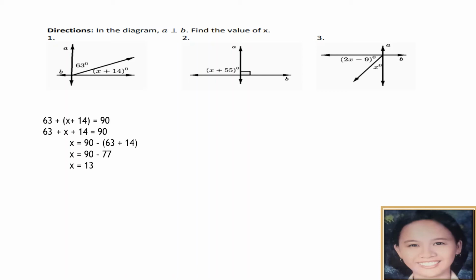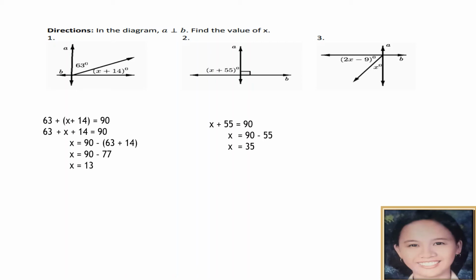Let's have number 2. We have x plus 55 and the symbol of a right angle. They are supplementary because they form a linear pair. So our equation would be x plus 55 equals 90. Then applying the subtraction property of equality, that gives us x equals 90 minus 55, and 90 minus 55 is 35. Therefore, the value of x in number 2 is 35.